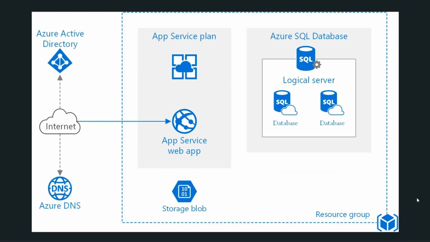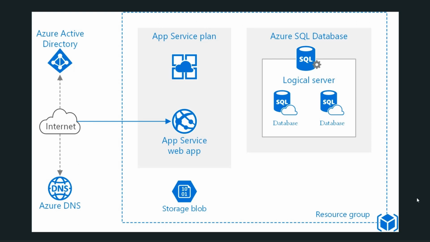This is a simple diagram of an app service plan with an app service web app hosted. You can see we have one resource group. In that resource group, we have one app service plan with one web app as a front end, and in the back end we can see an Azure SQL database hosted inside the resource group.